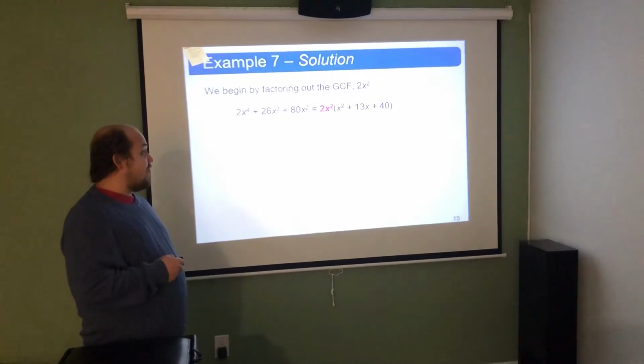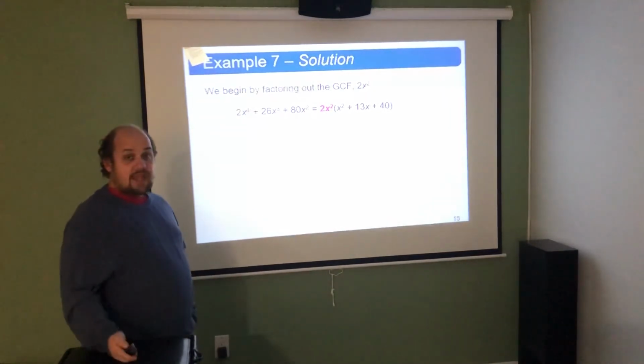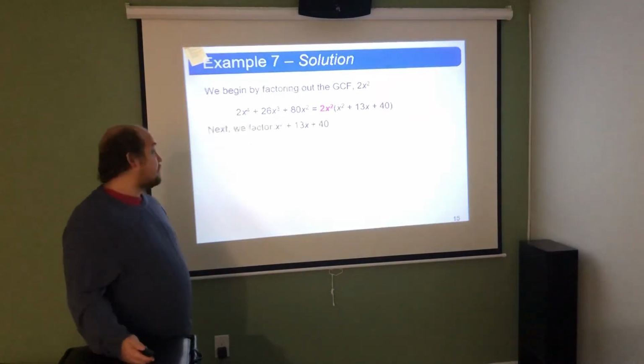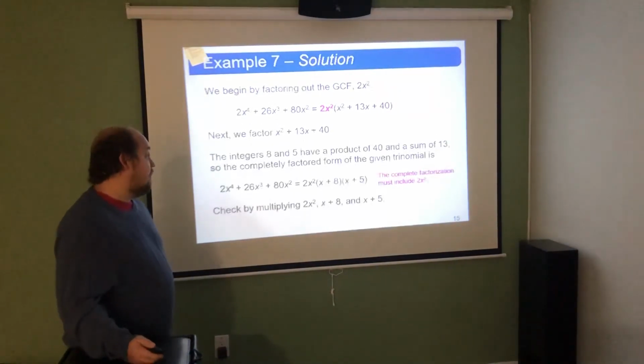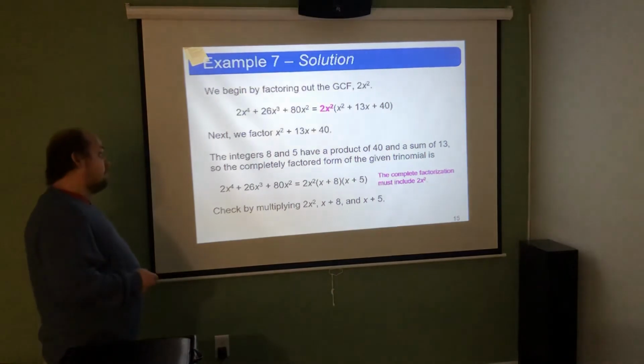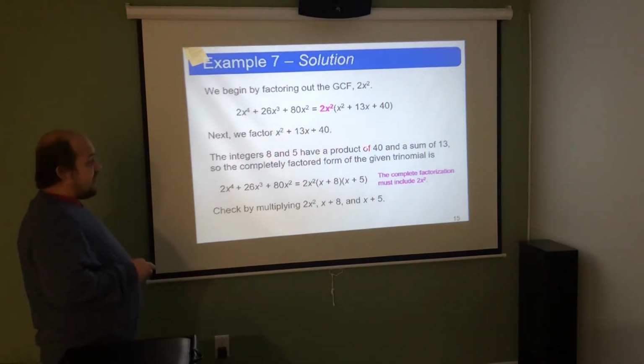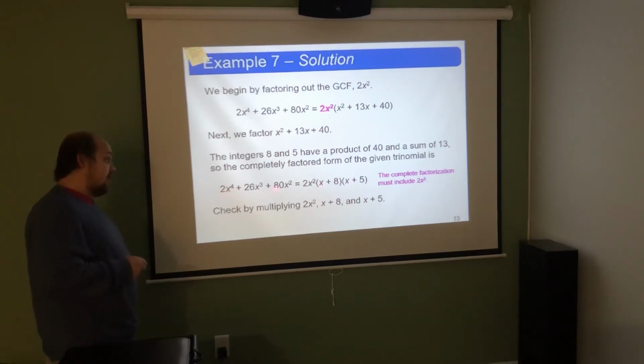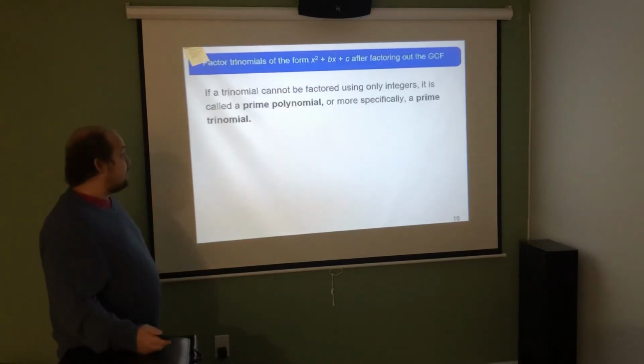That's why our final factored form is going to be parentheses x plus 8, x plus 5. So the integers 8 and 5 have a product of 40 and a sum of 13. That's why we get x plus 8, x plus 5. If we multiplied all these out, we'd get back to where we started.